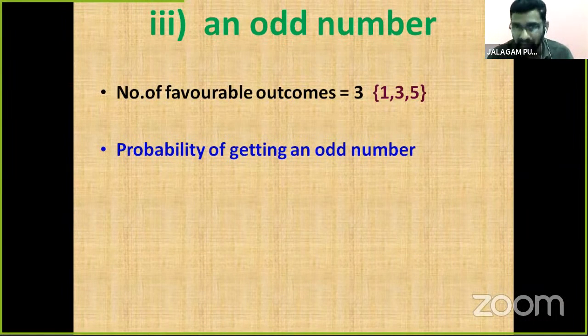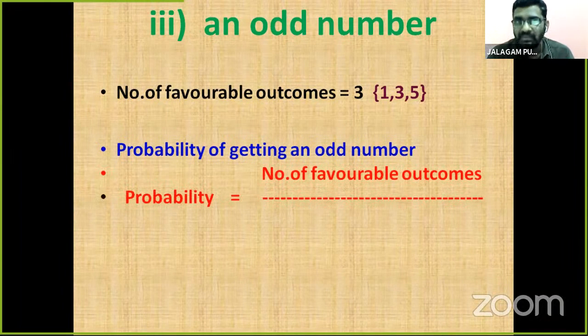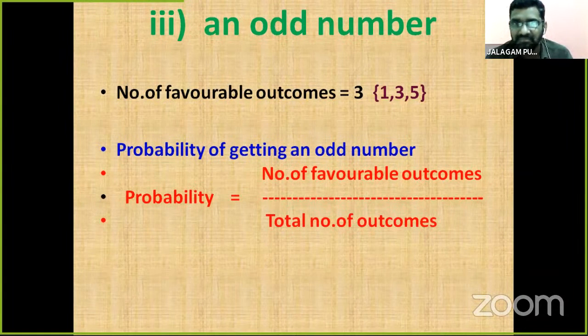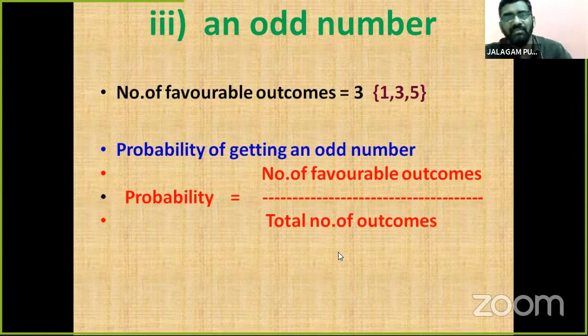Hey children, once again we discuss. We recall the probability definition. The probability definition is very important. I already told you in the past. Using this probability definition, we solved many problems. Probability is equal to the number of favorable outcomes divided by the total number of outcomes.